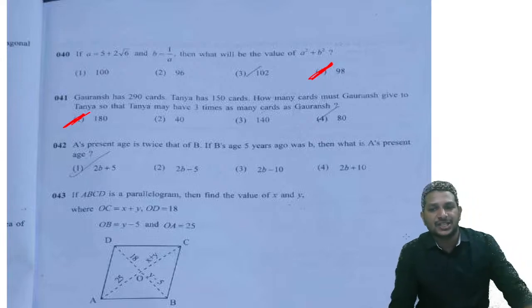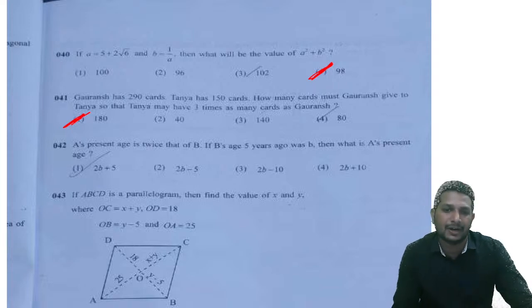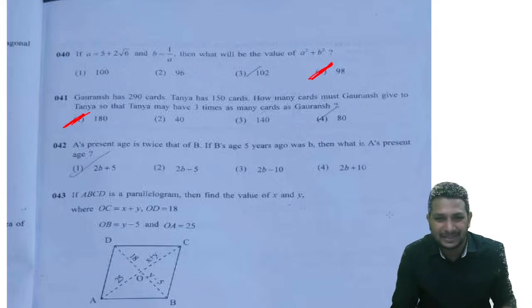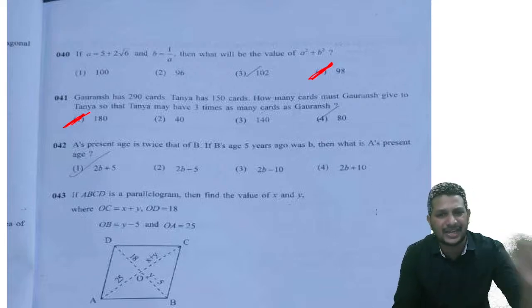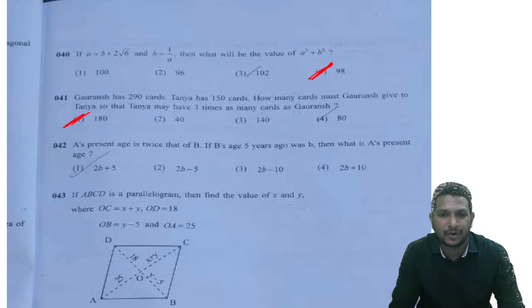Next, question number 42. A's present age is twice that of B. B's age 5 years ago was b. What is A's present age? Age related problems are always tricky, right? But this is slightly easy because the length of the question is also very small. If you crack that twice and 5 years ago logic, then it is very easy. So let's see that model now.